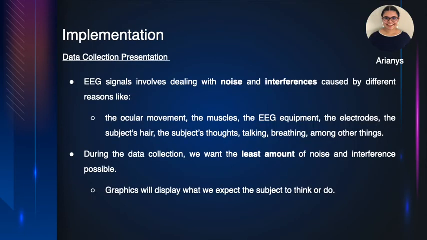After much literature review, we came to the conclusion that working with EEG signals involves dealing with noise and interferences caused by different reasons like the ocular movement, the muscles, the EEG equipment, the electrodes, the subject's hair, the subject's thought, talking, breathing, among many other things. So during the data collection process, we want the least amount of noise and interference possible, which is why we decided to use a presentation named Motion Intent Data Collection that contains graphics such as GIFs or pictures that will display what we expect the subject to think or do in order to collect the data.